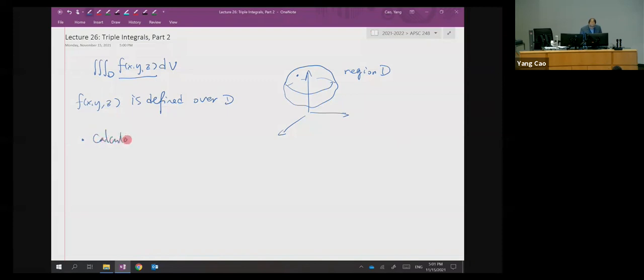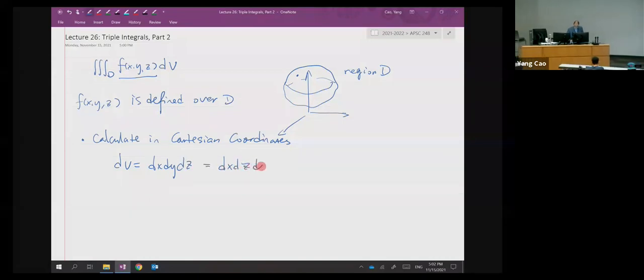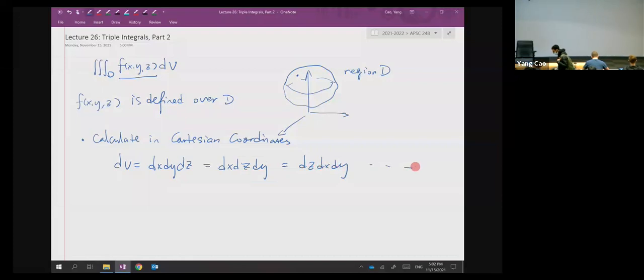So in terms of computation, we have learned to calculate in Cartesian coordinates. What that involves is how you find this dV. You can write it as dx dy dz, or any combination, there are 9 of them. So that involves finding the limits for each one of the coordinates.